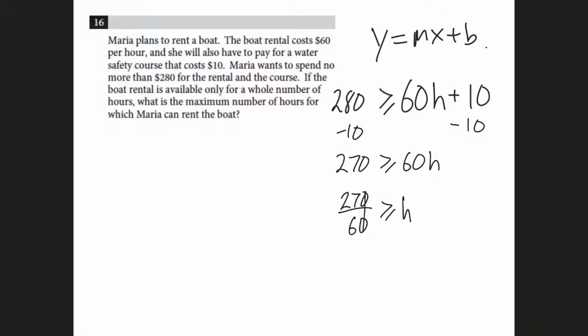Okay, well, I'm going to divide top and bottom by 10. And then I'm going to see, that's going to equal, well, 6 goes into 27, 4 times, with a remainder of 3. And that is going to be 3 out of 6, which is 0.5. So we know that 4.5 is greater than or equal to the number of hours. And we know that the rental is only available for a whole number of hours, so 4 will be the total number of hours she can rent the boat.